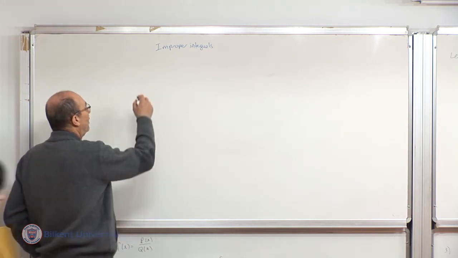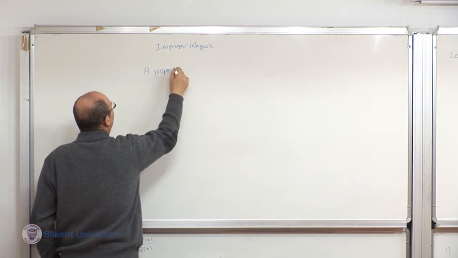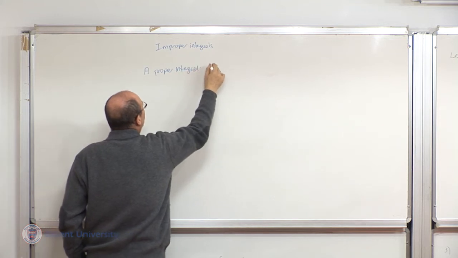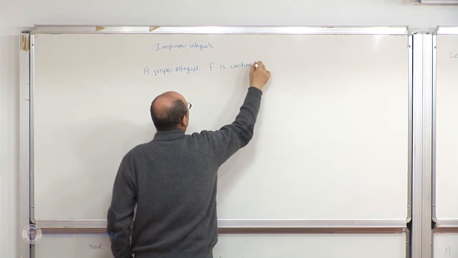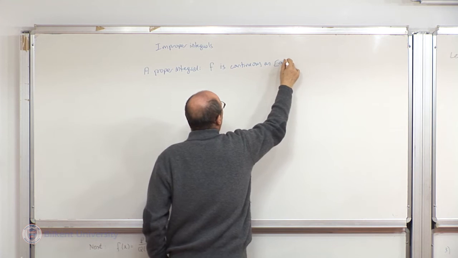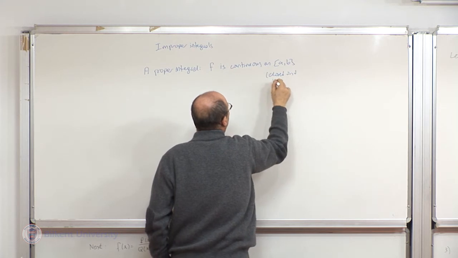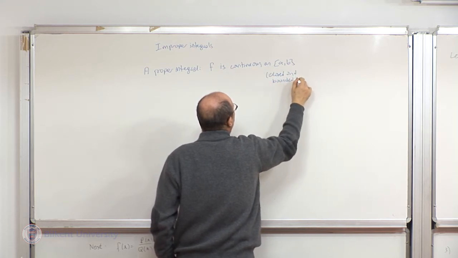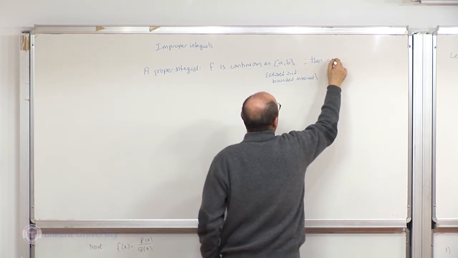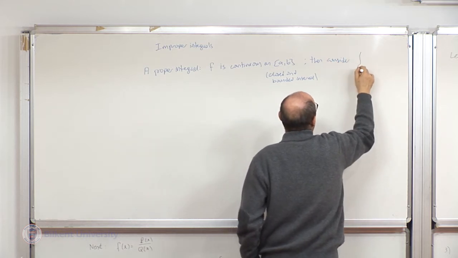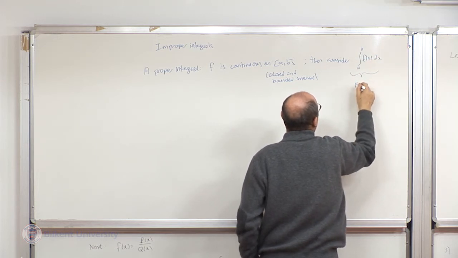So what's an improper integral? But before that, what's a proper integral? A proper integral, to begin with, f is continuous on a closed and bounded interval. So this is a closed and bounded interval. Okay, then consider the integral from a to b of f of x dx. So this is a proper integral.